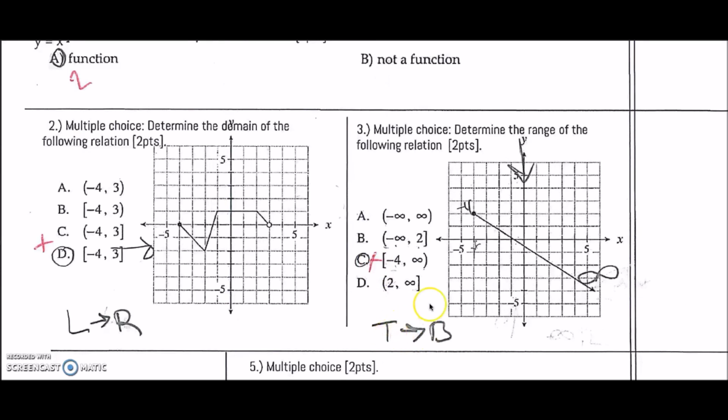Student got the problem wrong, and they wrote a couple of things here. They said T to B, so I'm thinking they're actually going from the top to the bottom. At least they knew it was the y-axis. But then here they switched it. They go from -4 to infinity, and they're going this direction. That's the domain, so that would be incorrect.